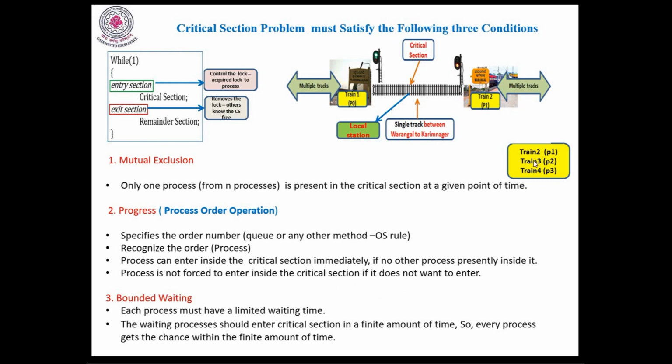Suppose process P2, or maybe train 3, may not require the critical section area in the present situation. Then the progress takes care of that. It will not permit train 3, or the process, to enter into the critical section. The progress is making the order of the execution.